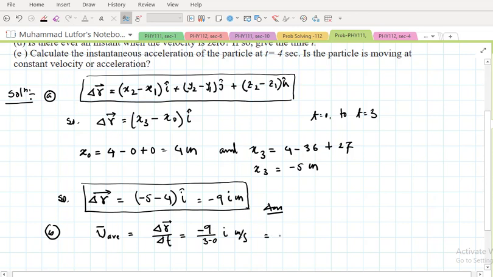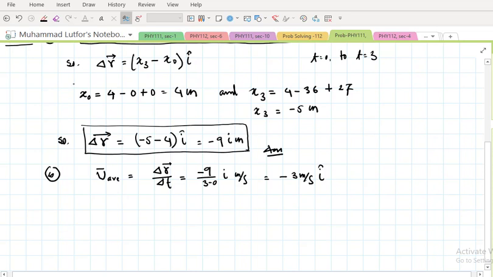So it should be minus 3 meter per second i hat. That is the average velocity of the particle in the time interval t equal to 0 second to t equal to 3 seconds. So this should be the answer: v average is minus 3 meter per second i hat. This is the answer to B. We found the average velocity of that particle.